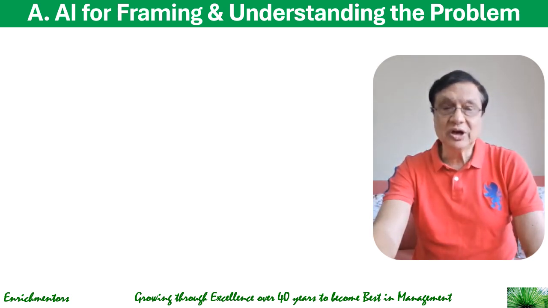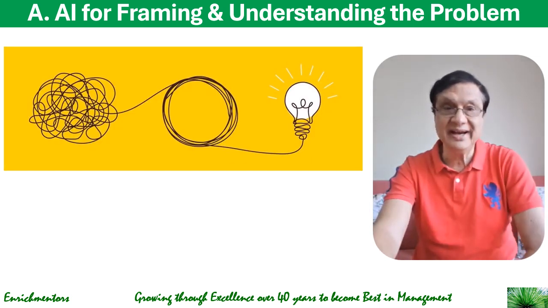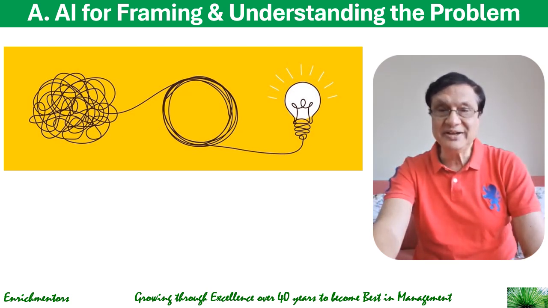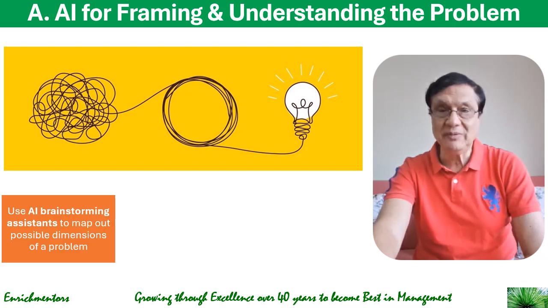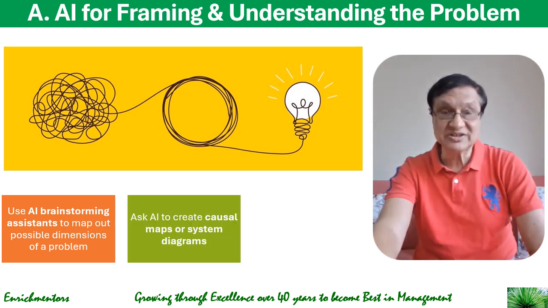Now here, our goal is primarily to get clarity and structure in the chaos, and how AI can help us do that in framing and understanding the problem. There are three ways, and one of the ways we will take forward in this lecture and two in the next two lectures. The first way is to use AI brainstorming assistants to map all possible dimensions of the problem. The second is to ask AI to create causal maps or systems diagrams that can explain how A affects B, and what feedback loops may exist.